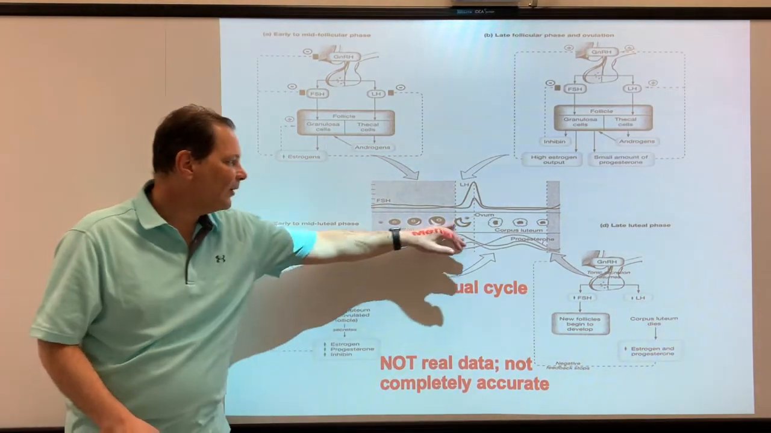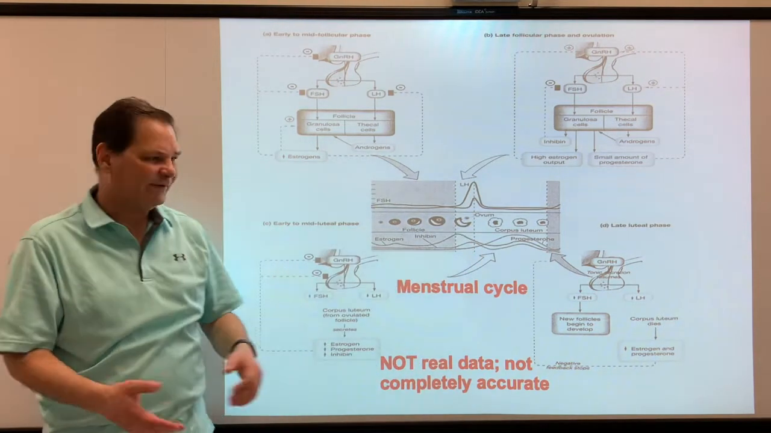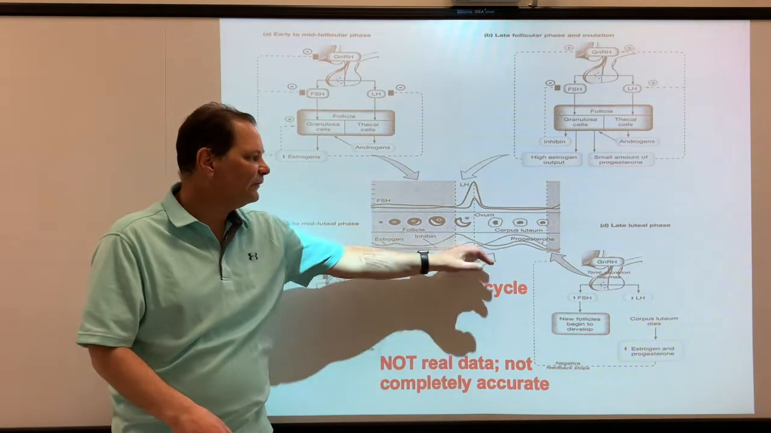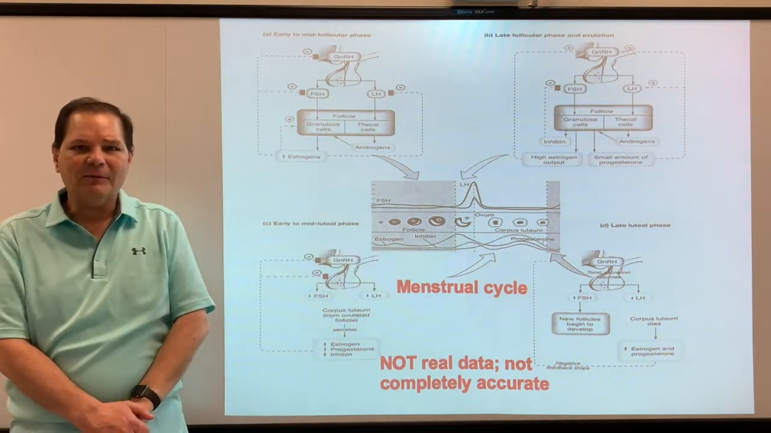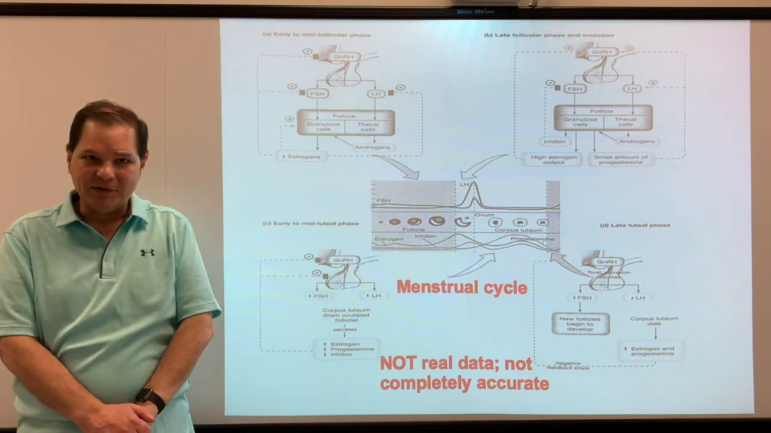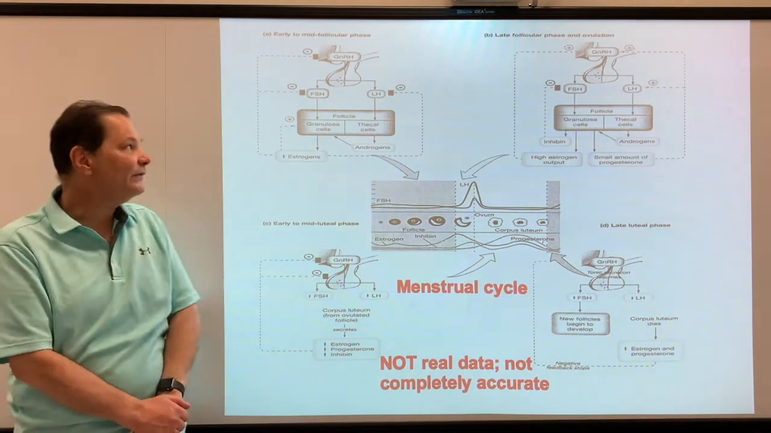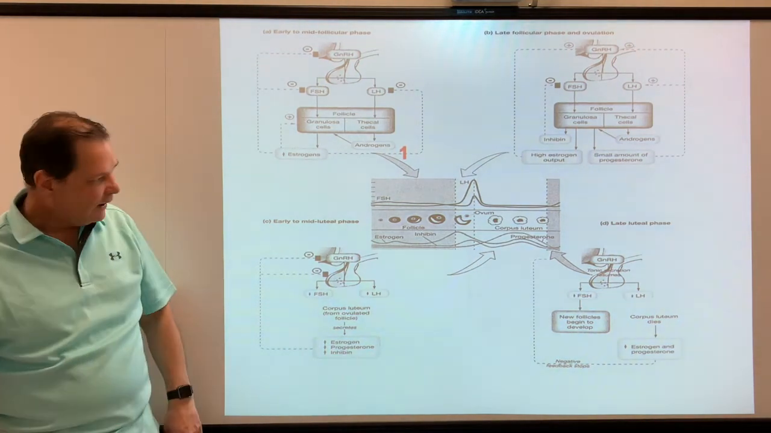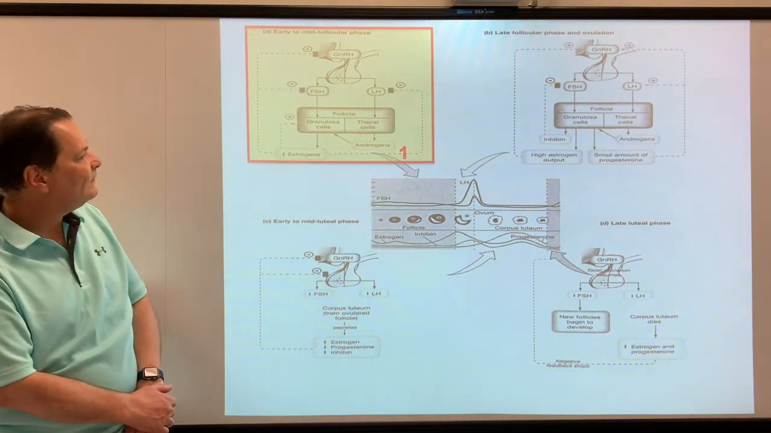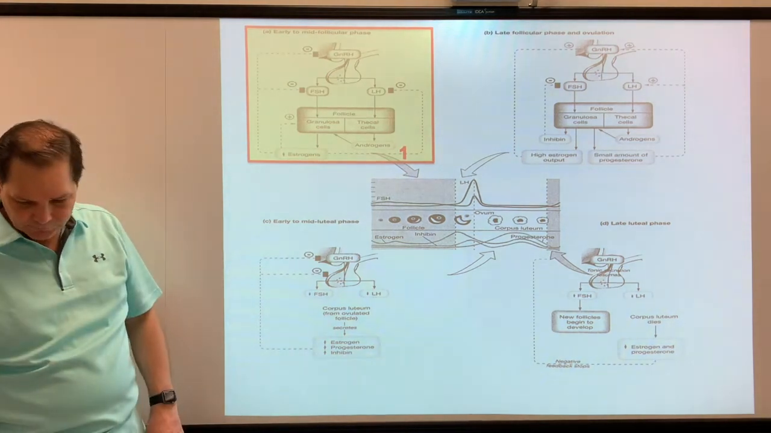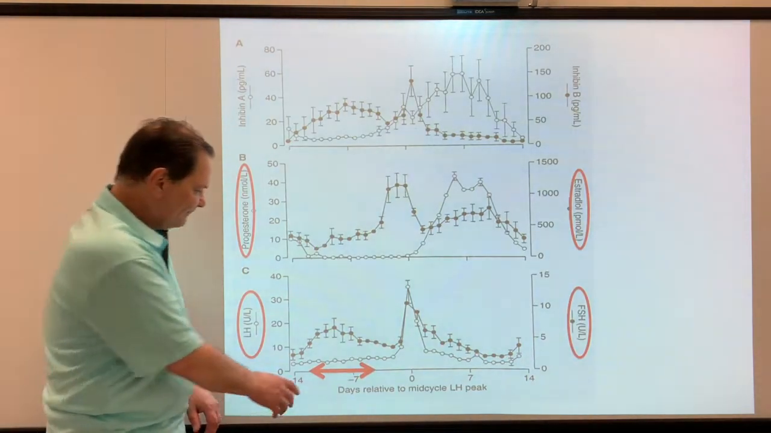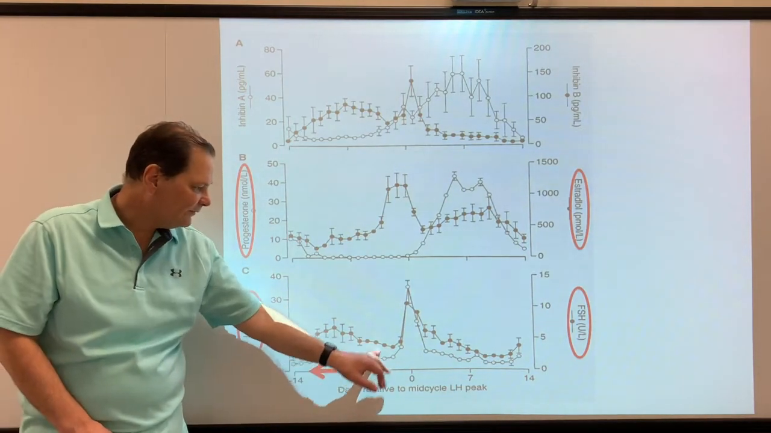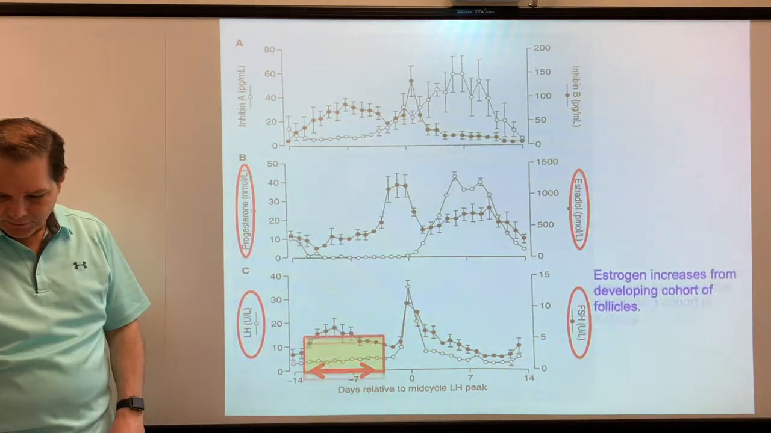Notice that this is a cartoon, which is why I'm not going to emphasize these changes in levels too much. And it represents the menstrual cycle, similar to the previous graph that I showed you with the real data. And we're going to bring that graph back as we go through these phases, okay? So let's start with our early to mid follicular phase, okay? That is this phase here, leading up to the late follicular phase and ovulation, okay?